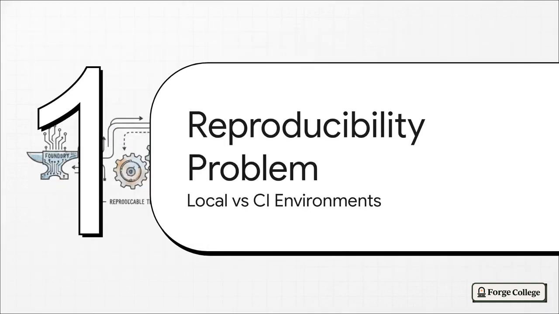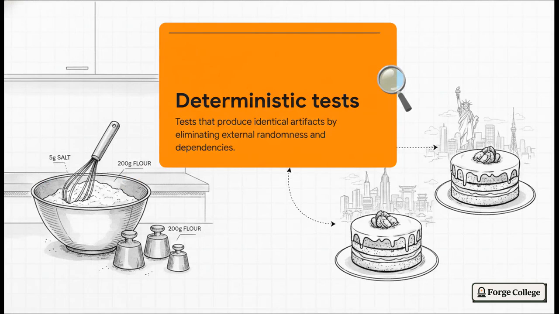All right, section 1, the reproducibility problem. So what actually happens when your tests drift from your laptop to a remote GitHub Actions runner? Well, to solve that environment drift, we've got to internalize one absolutely core concept, and that is deterministic tests. It means getting the exact same output from the exact same input every single time, without any random external variables.